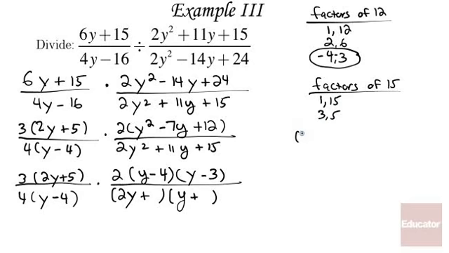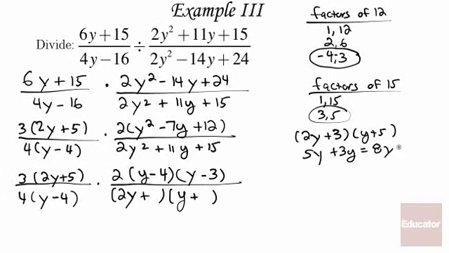So I'm going to try 2y plus 3 times y plus 5. I'm going to try that first combination and see how it works. 2y times y, so that's 2y squared. Now let's try the outer and inner terms so I can figure out if my middle term comes out to 11y. 2y times 5 gives me 10y. 3 times y is 3y. So that gives me 13y. That does not equal 11y. So that's not correct. Let's try it the other way.